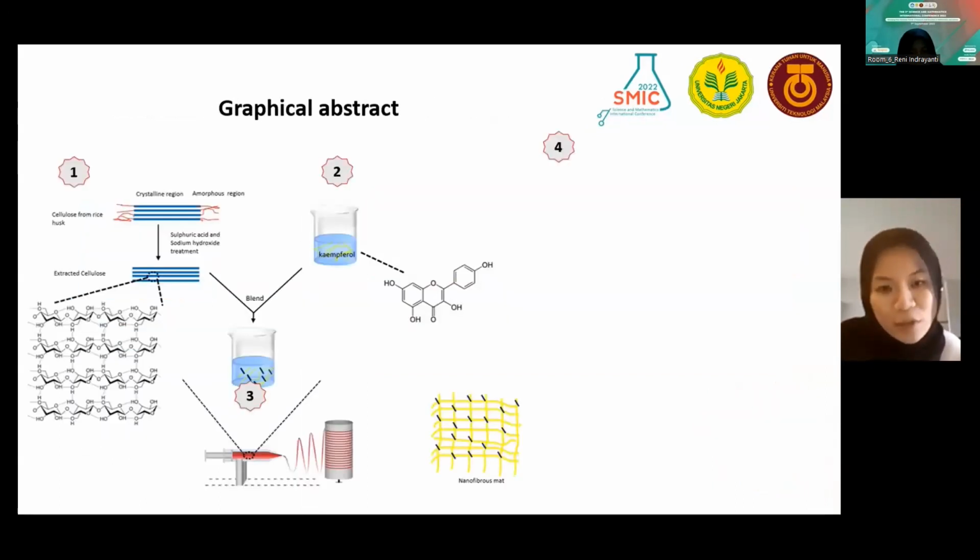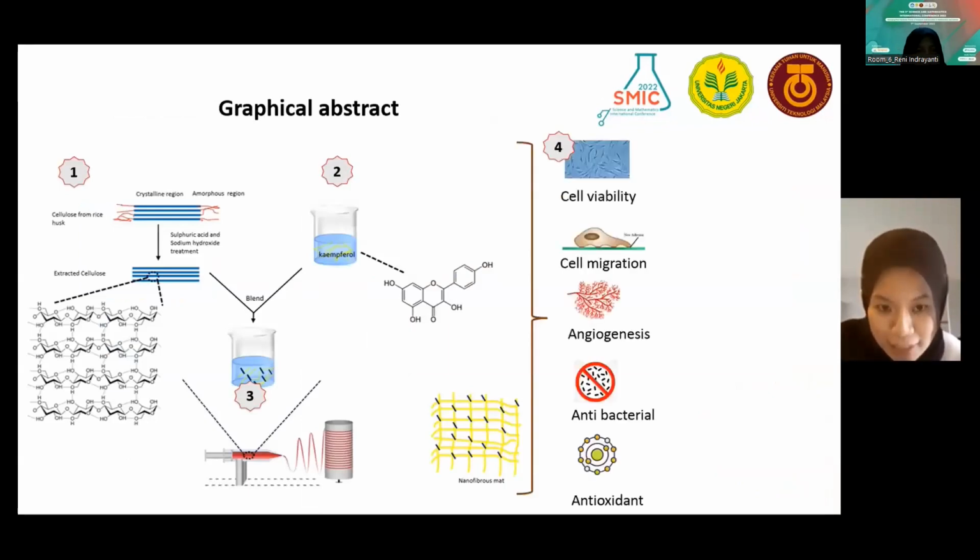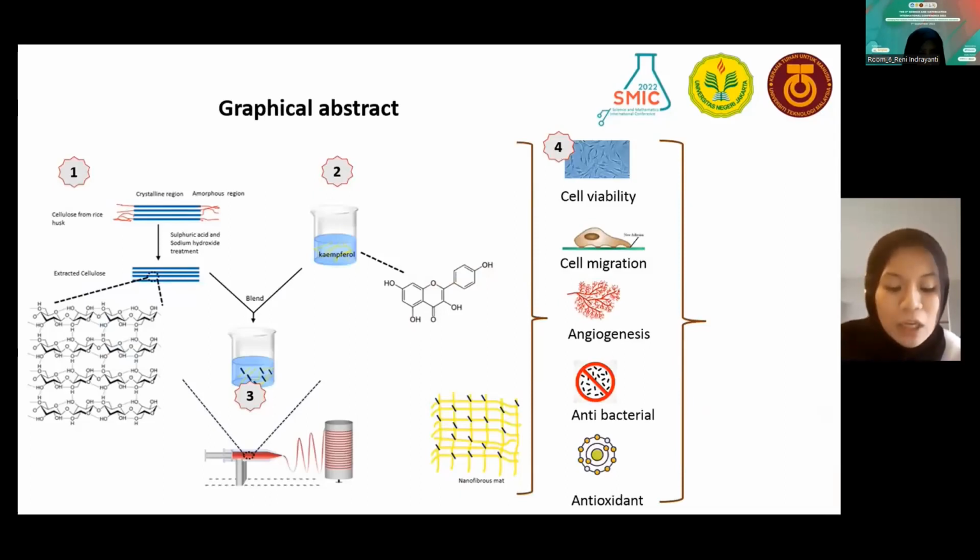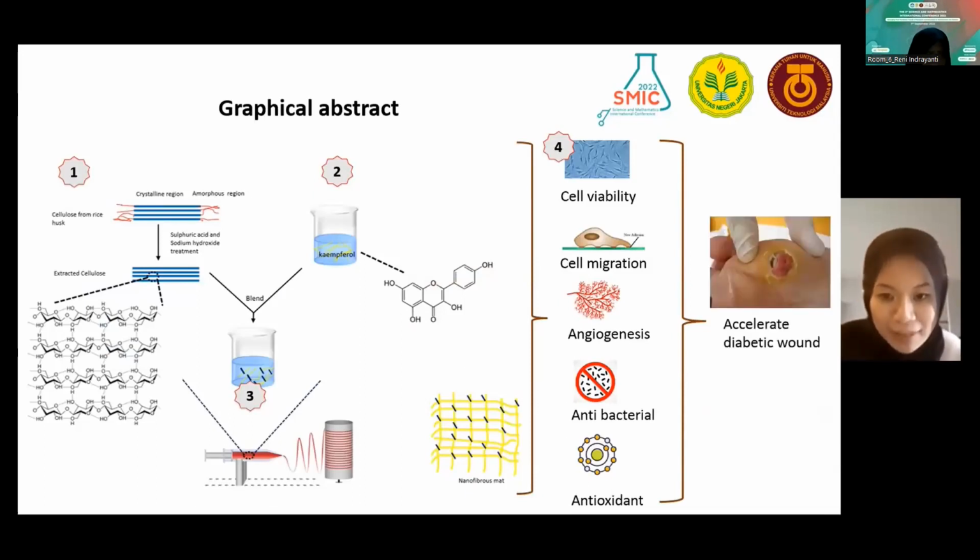So this is the illustration of my project, in which the cellulose from rice husk will be extracted by classical chemical treatments, and it will be fabricated by the electrospinning process as shown in number 3. This study could potentially improve cell viability, cell migration, and angiogenesis, and it will also display antibacterial and antioxidant properties to stimulate angiogenesis and to accelerate diabetic wound healing.